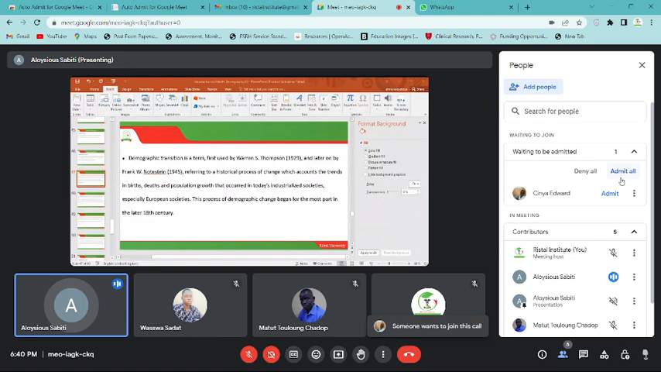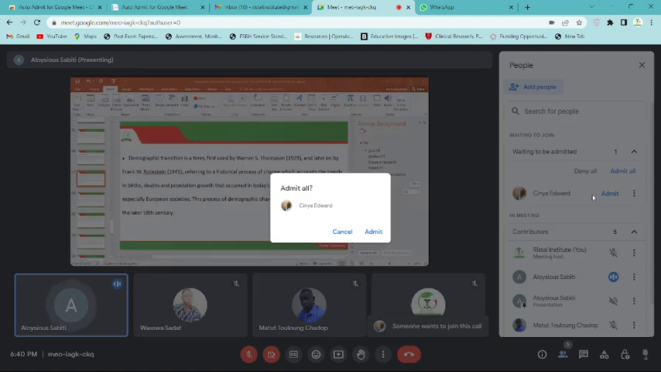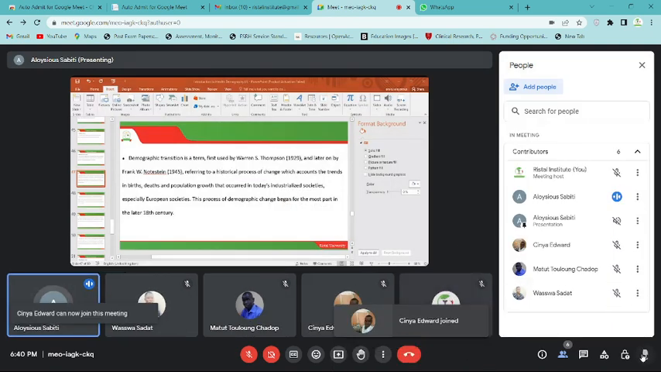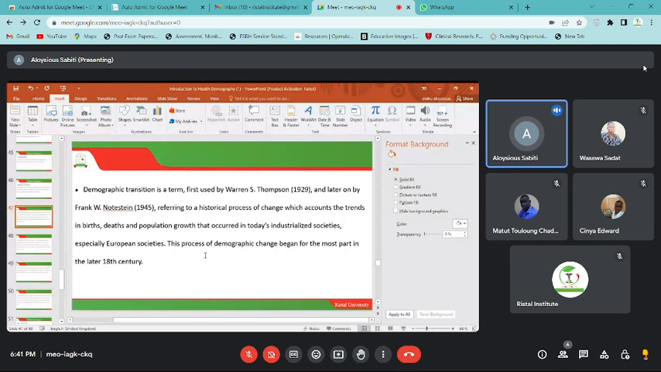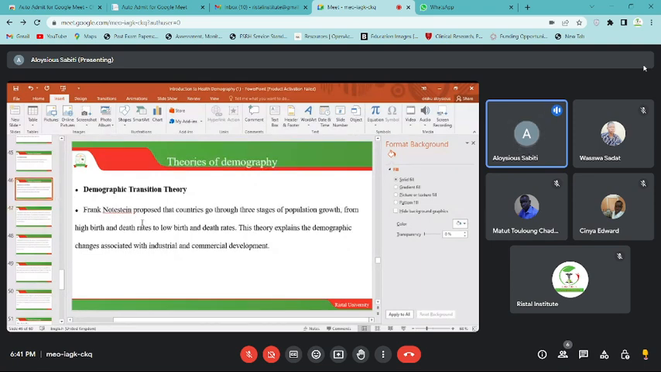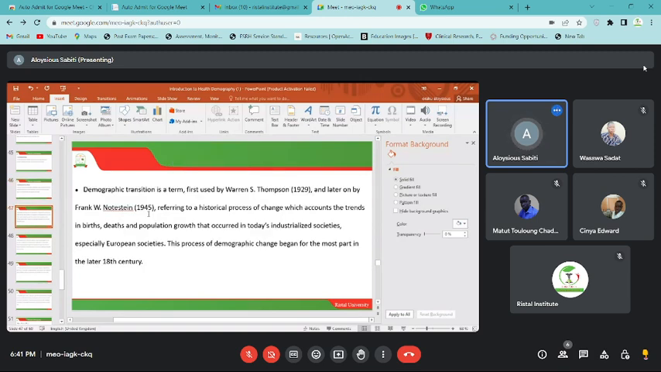Okay, the demographic transition theory is a term that was first used by Warren Thompson in 1929, and later on by Frank W. Notestein. So from our first description, you can see that there is Frank Notestein here, but you can see from this history that this term was first used by Warren Thompson. Then Frank W. Notestein, referring to his historical processes of change, which accounts for the trends in birth, death, and population growth that occur in today's industrialized society, especially in the European society.